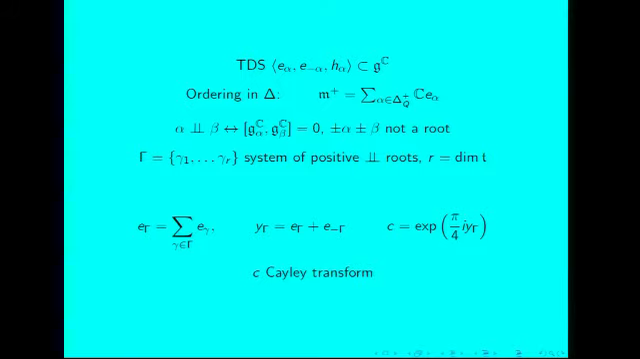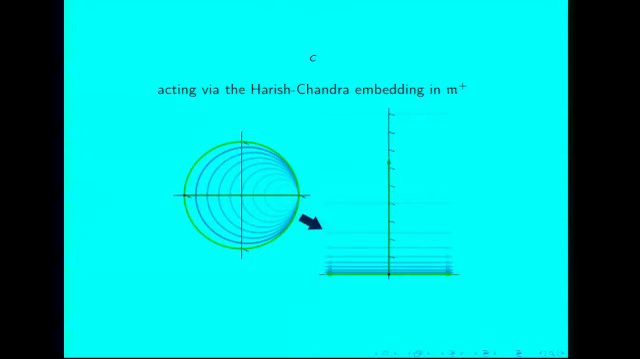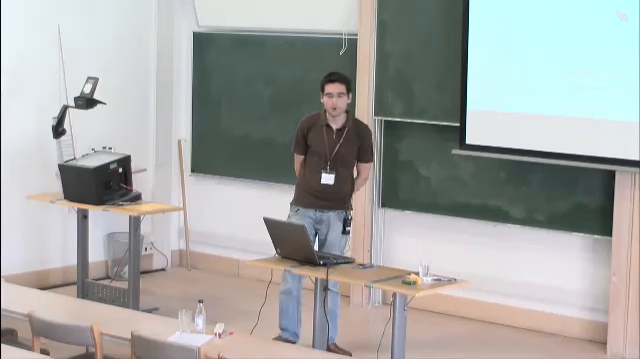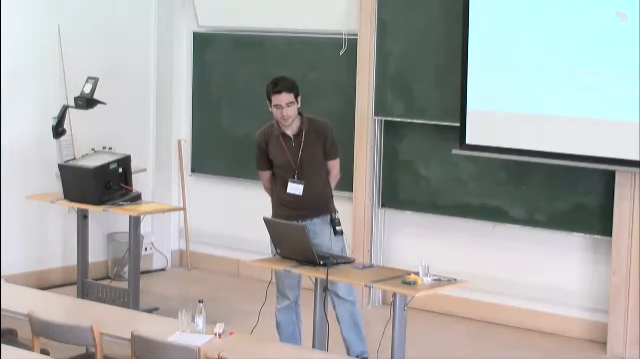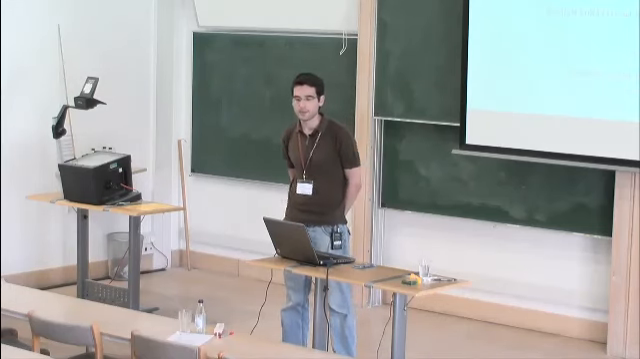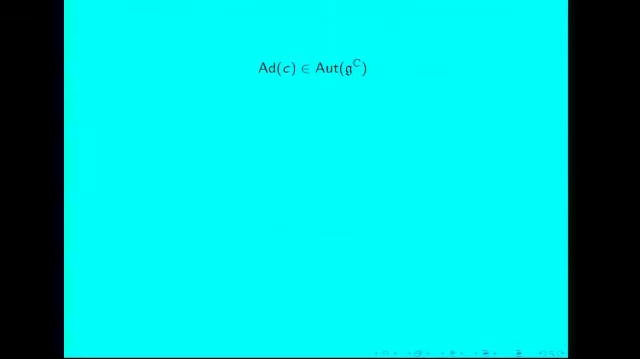This is a Cayley transform because, via the Harish-Chandra embedding in n plus, it gives the usual transform between the Poincaré disk and the upper half plane. This was proved in general by Korányi and Wolf in 1968: every Hermitian symmetric space has a realization as a generalized half plane, and they did it in general. I'm more interested in the action of this element on the Lie algebra.